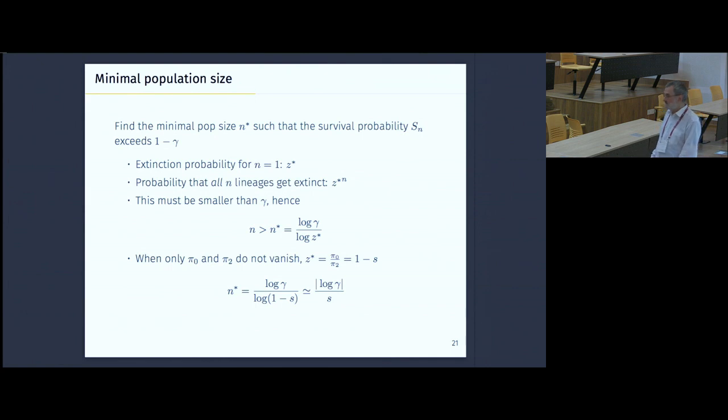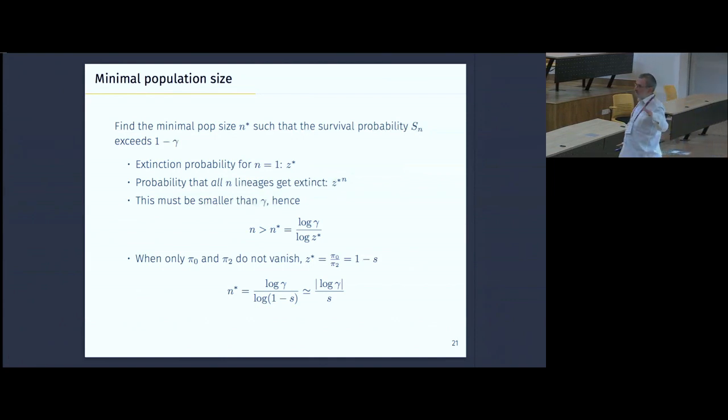Yes, it can be negative. If s is very close to 0, the growth rate is small, and then you need a very large population to be reasonably sure that it will not get extinct. Otherwise, it is sufficient to have a smaller population. That's the idea.